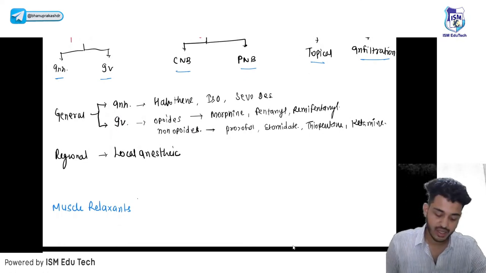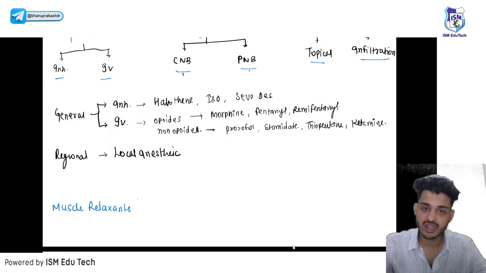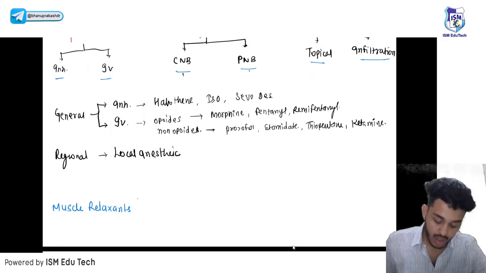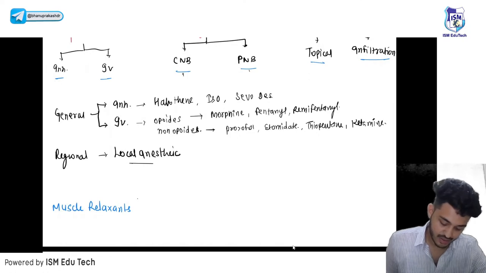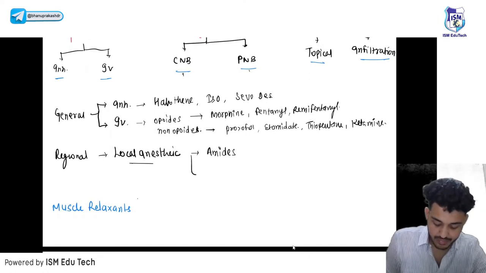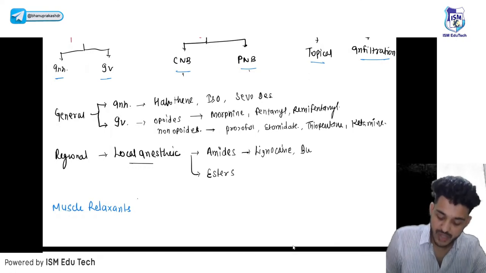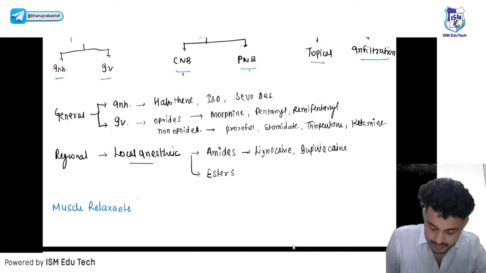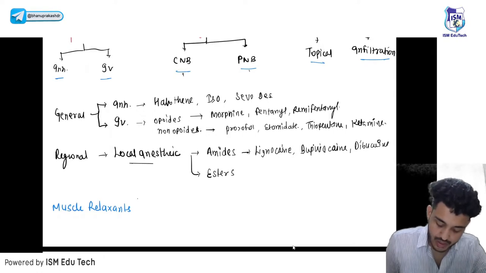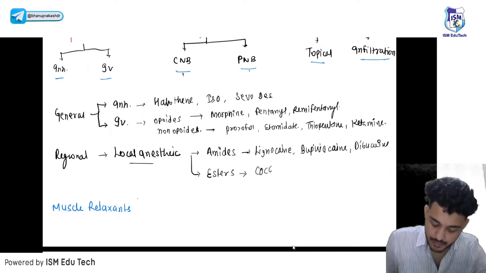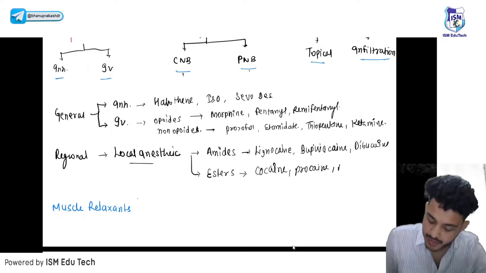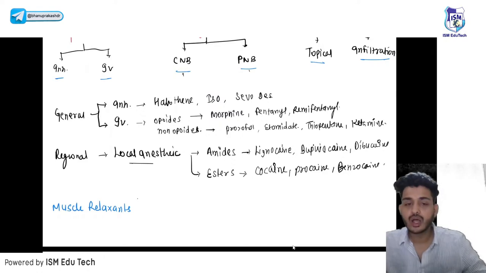Regional anesthesia is for a particular region. I can use central neuraxial blockade, I can use peripheral neuraxial blockade, but the drugs that we are using are local anesthetic drugs. Local anesthetic drugs are divided into two classes: amides or esters. Amides will be lignocaine, bupivacaine, and so on. Esters will be cocaine, procaine, benzocaine. So these will be your local anesthetic drugs.